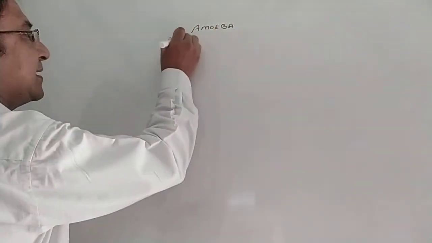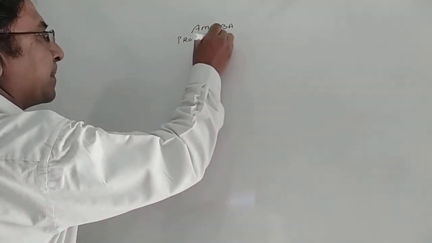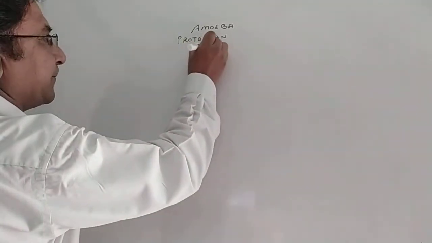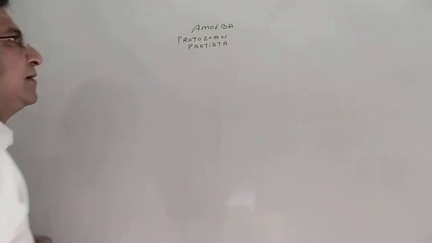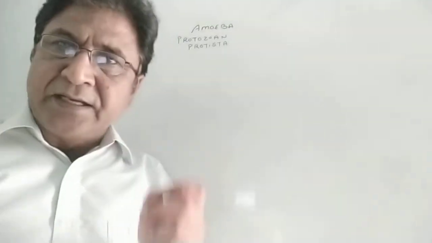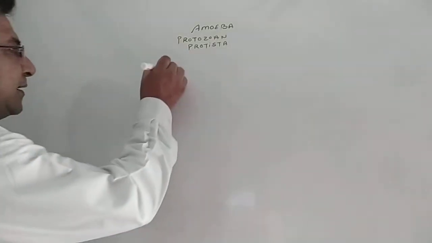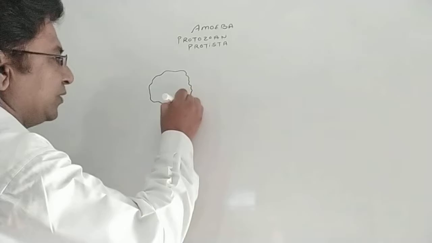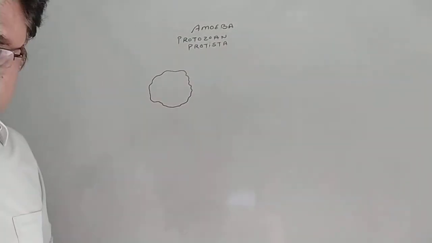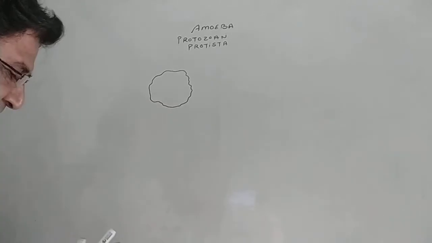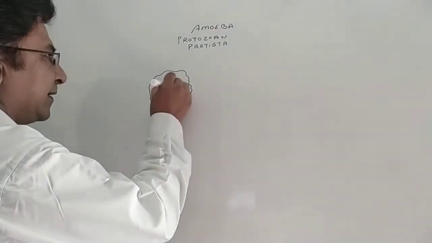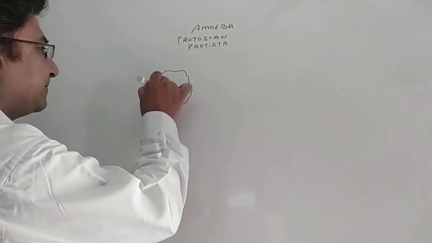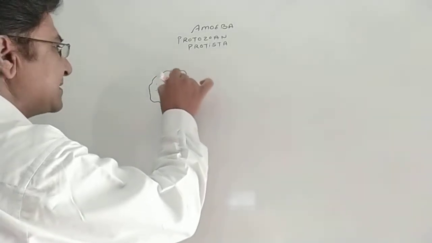Now, amoeba is basically a protozoan which belongs to the phylum or kingdom Protista. You already have read that in 9th class. Amoeba is a unicellular organism. Its shape is actually not fixed, but it has all the genetic content, like its nucleus and also the cytoplasm inside it.